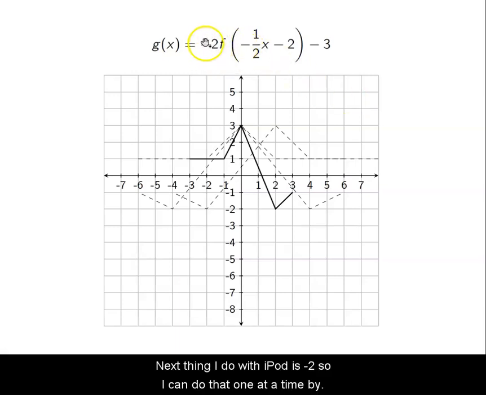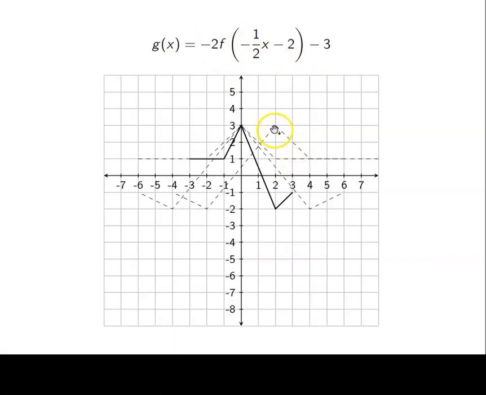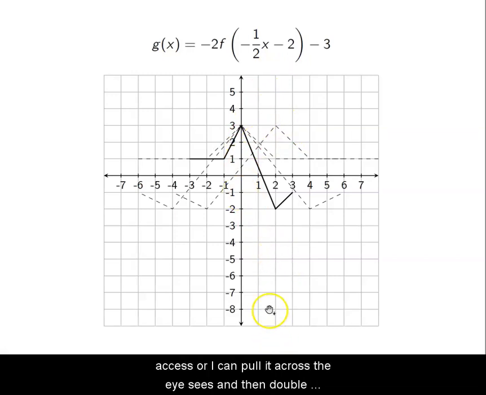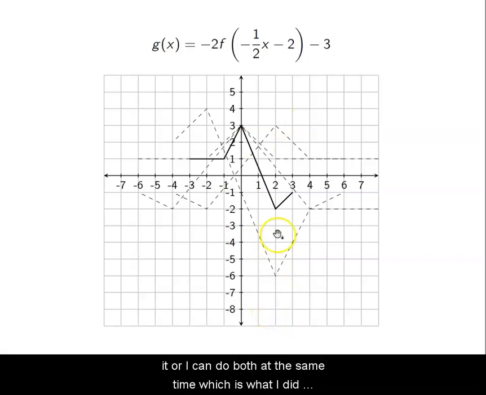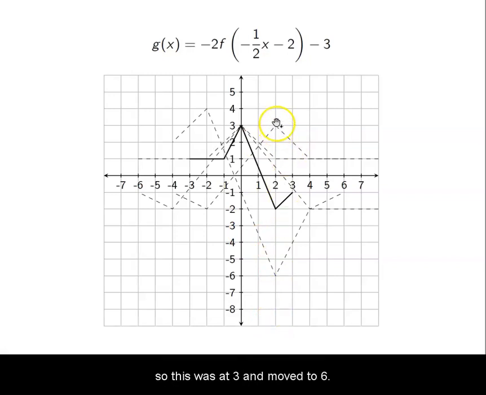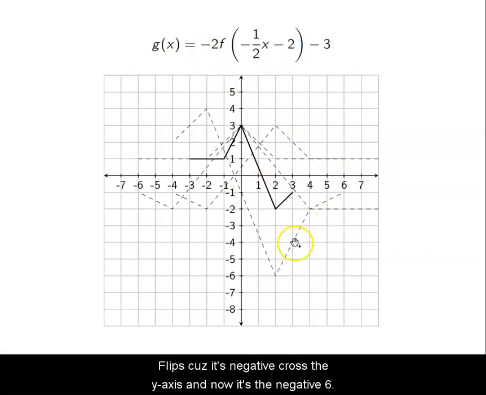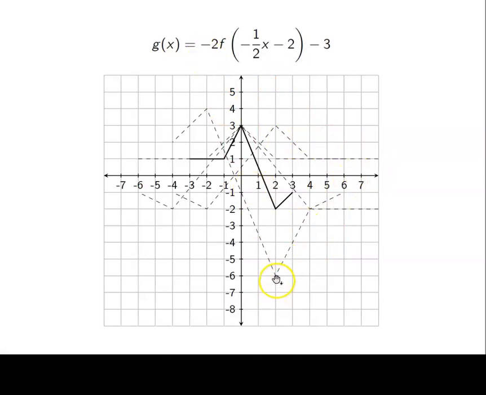The next thing that I do is I apply this -2. So I can do that one at a time by first doubling everything and then flipping it across the axis, or I can flip it across the axis and then double it, or I can do both at the same time, which is what I did. So this was at 3, it moves to 6, flips because it's negative across the y-axis, and now it's a -6. Same thing with this value, it was a -2, it grows to -4, and then it flips to here.